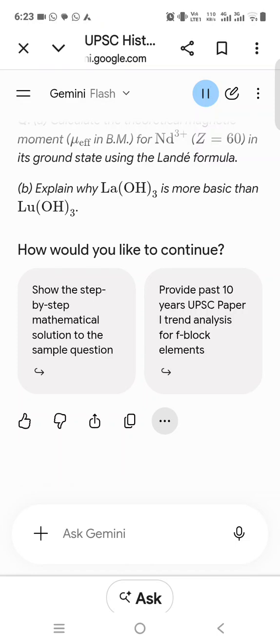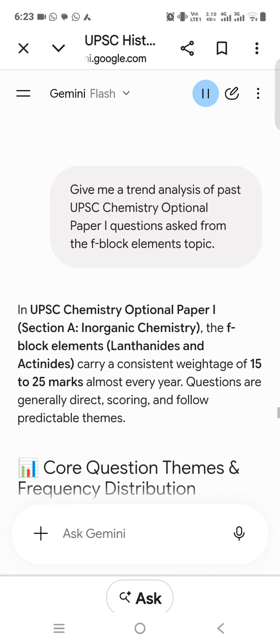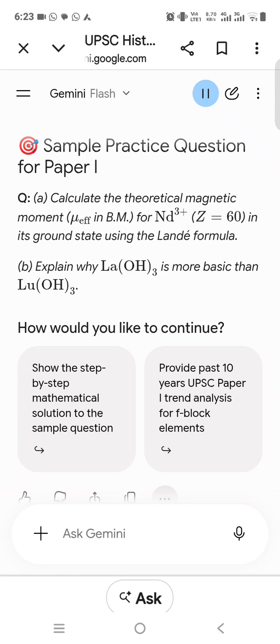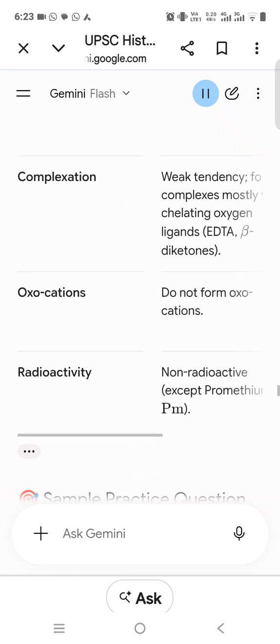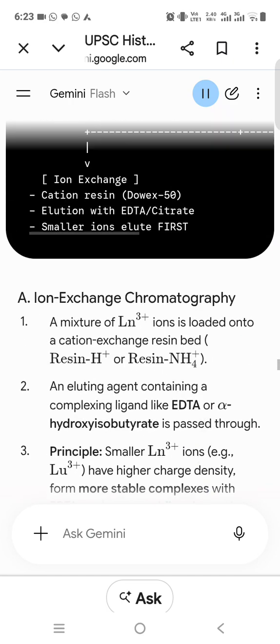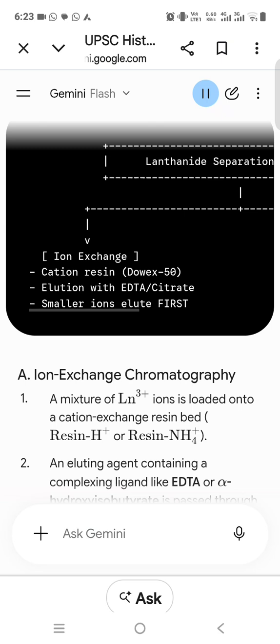For UPSC Chemistry Optional Paper I, Section A, Inorganic Chemistry, the F-block elements, lanthanides and actinides, carry consistent weightage. Questions in this chapter generally test fundamental inorganic principles, electronic configurations, oxidation states, lanthanide contraction, spectral and magnetic behavior, and separation techniques. Below is a breakdown of the core concepts, trends, mechanisms, and key mathematical and descriptive expressions required for this topic. 1. Electronic configuration and oxidation states.